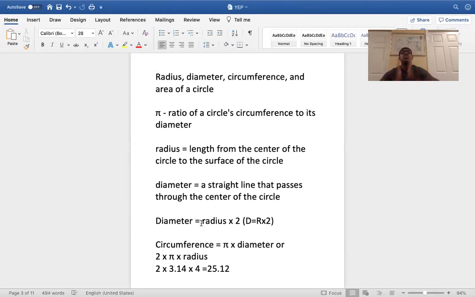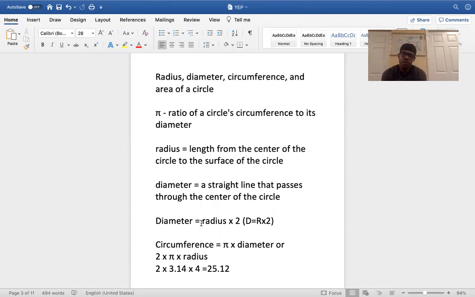Now, the circumference of a circle, I want you to think about the perimeter of a square. So to find the perimeter of the square, it's going to be length plus length, width plus width, or 2 times length plus 2 times width. Now the perimeter is the distance around the square. The circumference is the distance around the circle.